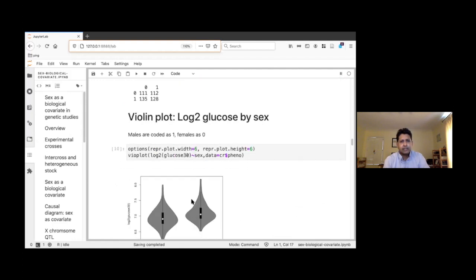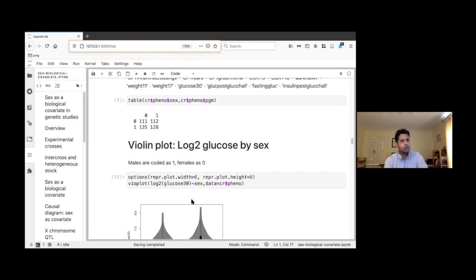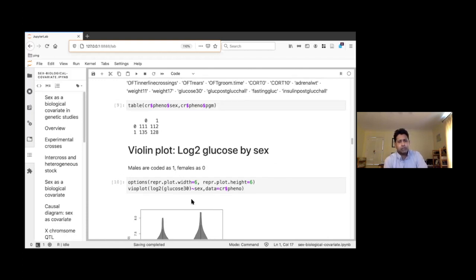So here, I'm going to just focus on glucose. It's the trait measured after a challenge, because the glucose levels are thought to be a response to the challenge or the stress.